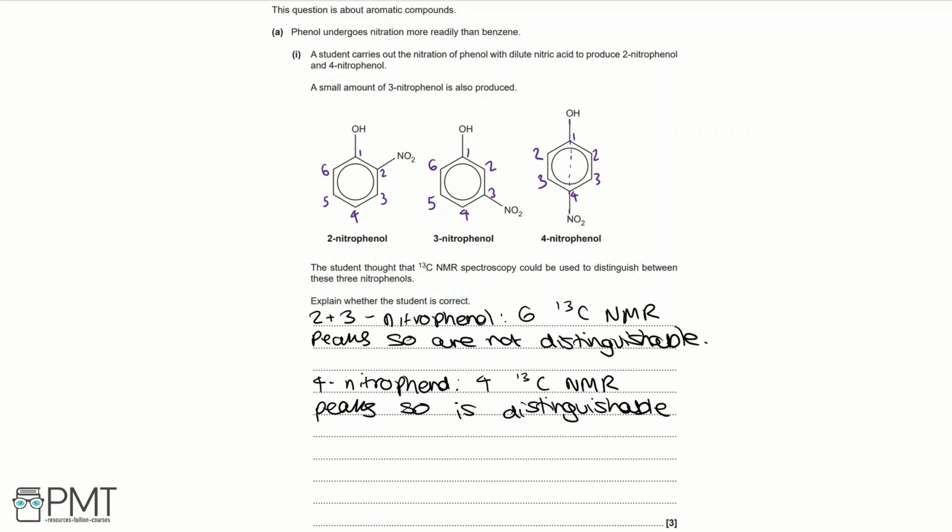To get your 3 marks for this question, you get a mark for saying how many carbon-13 NMR peaks are in 2 and 3-nitrophenol, so 6. You get a mark for saying how many carbon-13 NMR peaks are in 4-nitrophenol, so 4. And you get a mark for saying how you can distinguish between them based on this, so that 2 and 3-nitrophenol aren't distinguishable, but 4-nitrophenol is distinguishable. That gets you the 3rd mark.